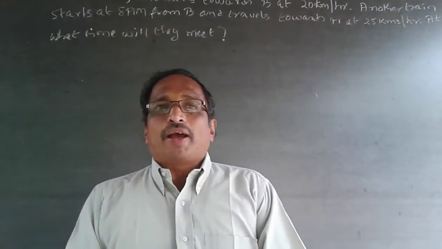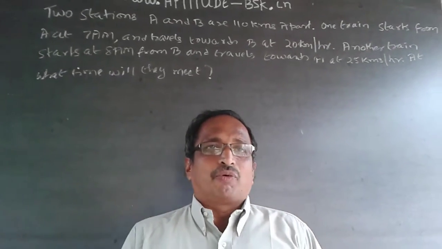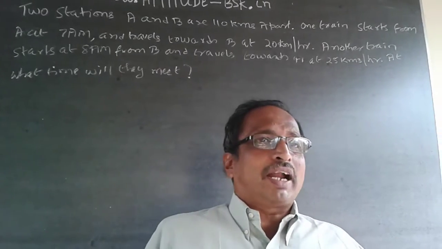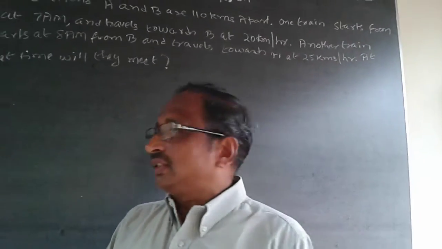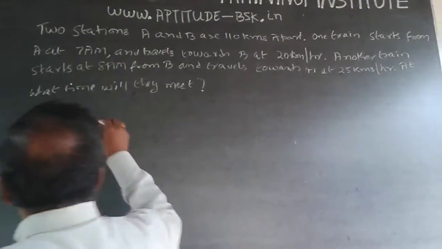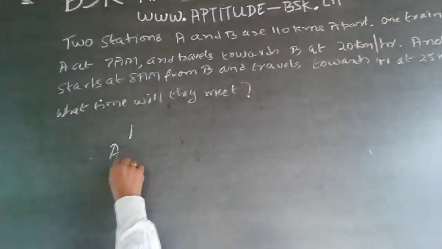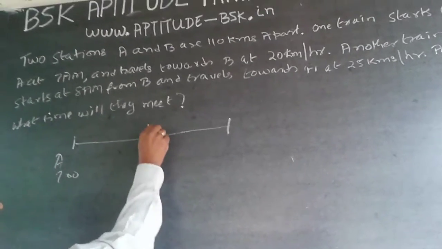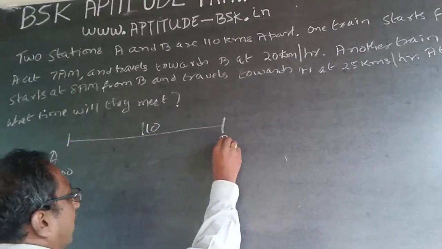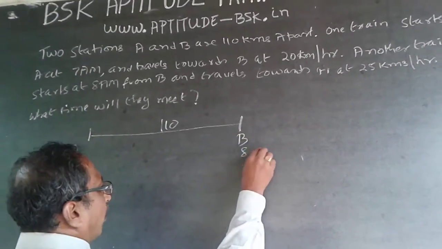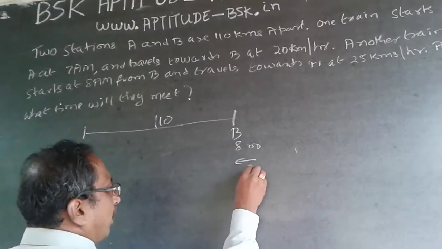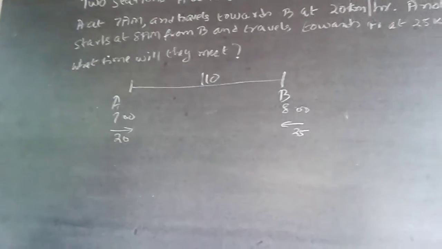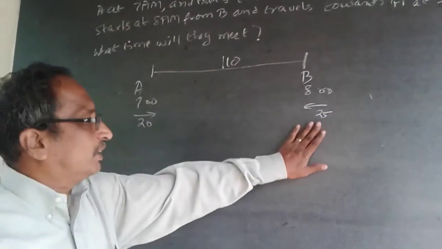The relative velocity is applicable only when the starting time is the same. So let us ensure that both the trains start at the same time. Here one train is starting from A at 7 o'clock. The distance between the two stations is 110. This is B. Another train is starting at 8 o'clock. The speed of this train is 20 and the speed of this train is 25.